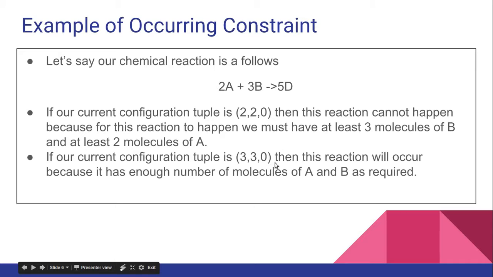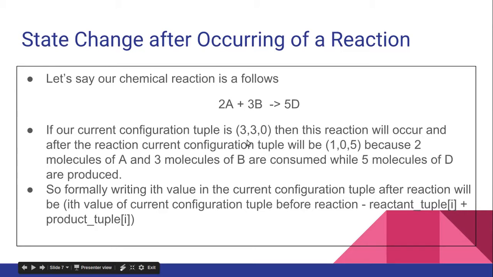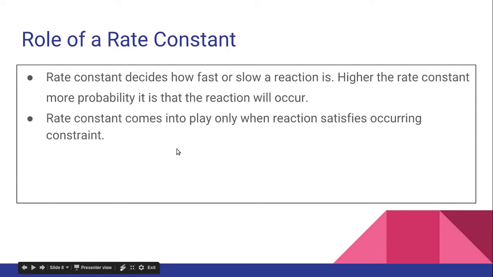Then this reaction produces 5 molecules of D. So say 330, then at the next time instant 2 molecules of A will be consumed, 3 molecules of B will be consumed, and 5 molecules of D will be produced, resulting in the configuration 105. The formula for writing this in a programming language is that the ith value of the current configuration tuple is the ith value before the reaction, minus the reactant tuple of i, plus the product tuple of i.